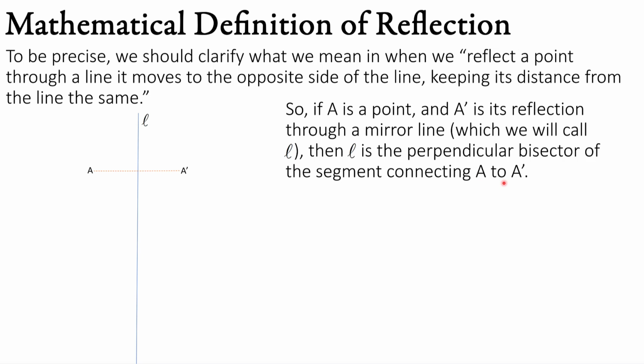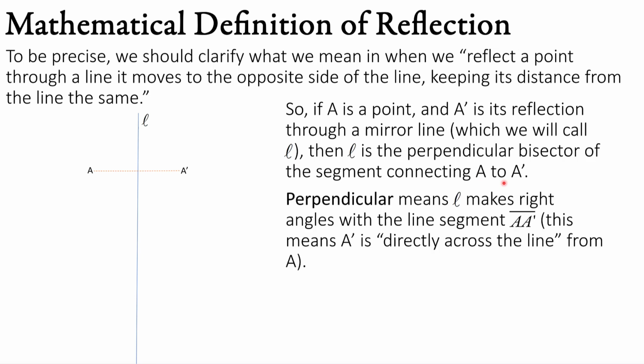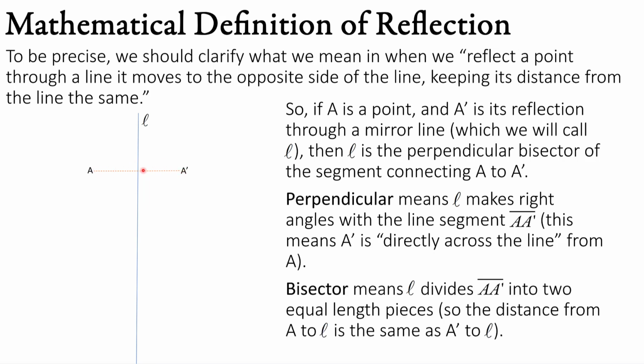Let's look at that. So I'm saying that L, the mirror line, is the perpendicular bisector of the segment that joins a point to its reflection. Perpendicular here means that the mirror line and this segment form a right angle. And this is kind of what I mean by saying A prime is directly across the line from A. Bisector means L divides the segment AA prime into two equal parts.